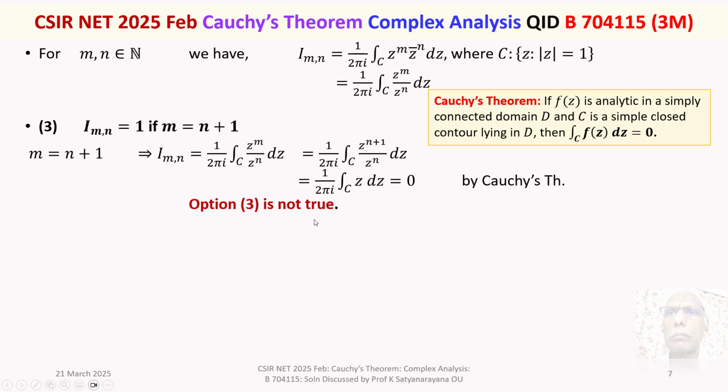Option 3 is not true because I suffix m comma n is given to be 1 when m is equal to n plus 1, but we got the answer 0. Therefore, option 3 is not true.